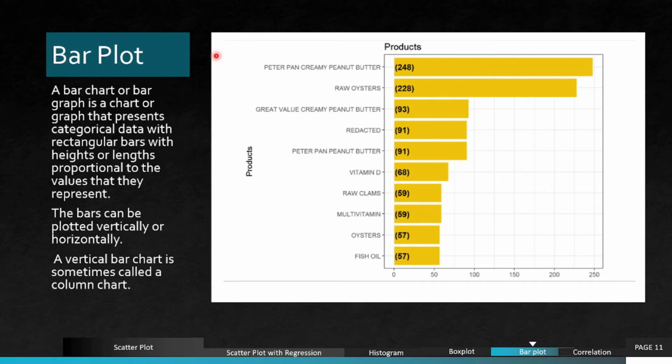So you see here it plots the number of products in the data set, and here the Peter Pan creamy peanut butter, that is at the top one, followed by the raw oysters. So it gives a very easy way for the user to visualize, and for the reader to visualize very easily which one is the most occurring one.